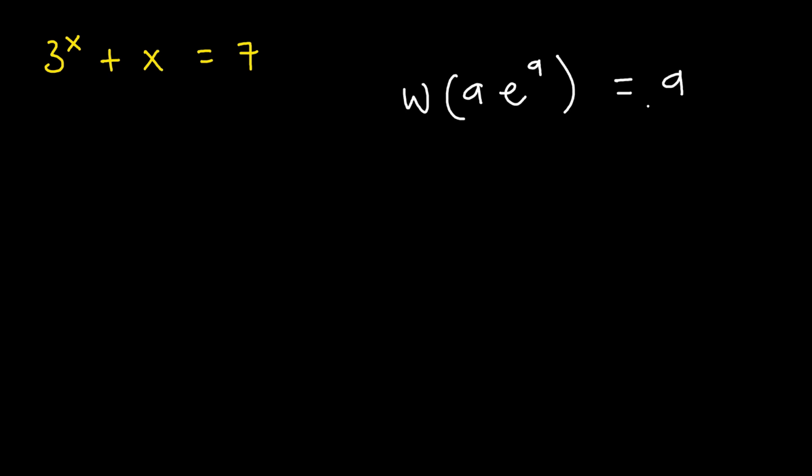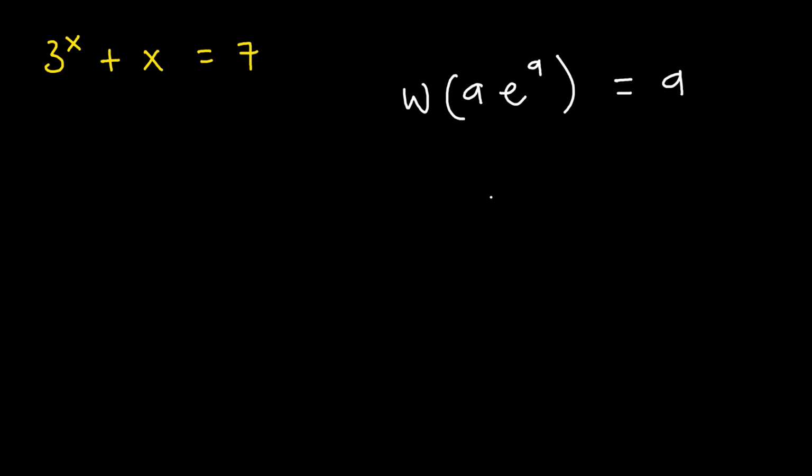In this video, we shall see how to solve the exponential equation 3 to the power of x plus x equaling 7 using the Lambert W function. According to the Lambert W function, whenever you have, let's say, a times e to the power of a, if you apply the Lambert W function, this will be equal to a. So this applies whenever this is the same as this.